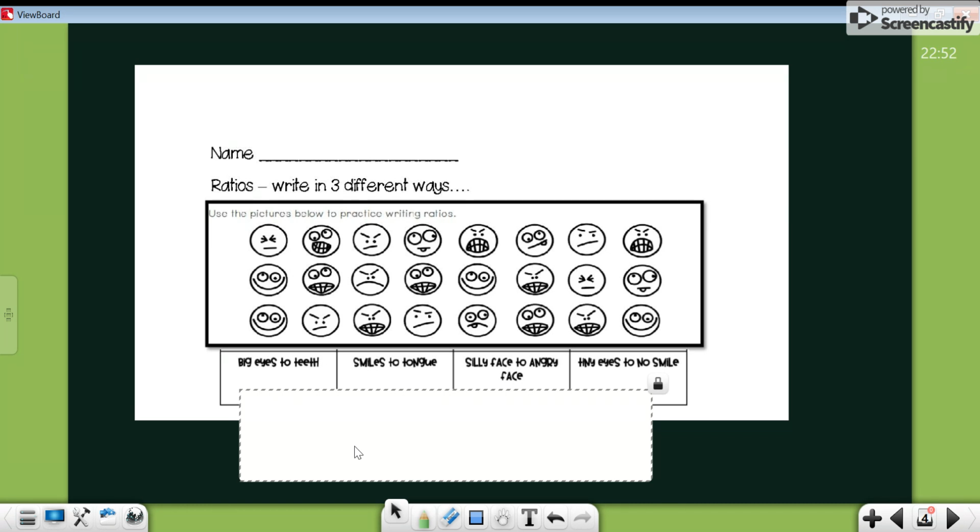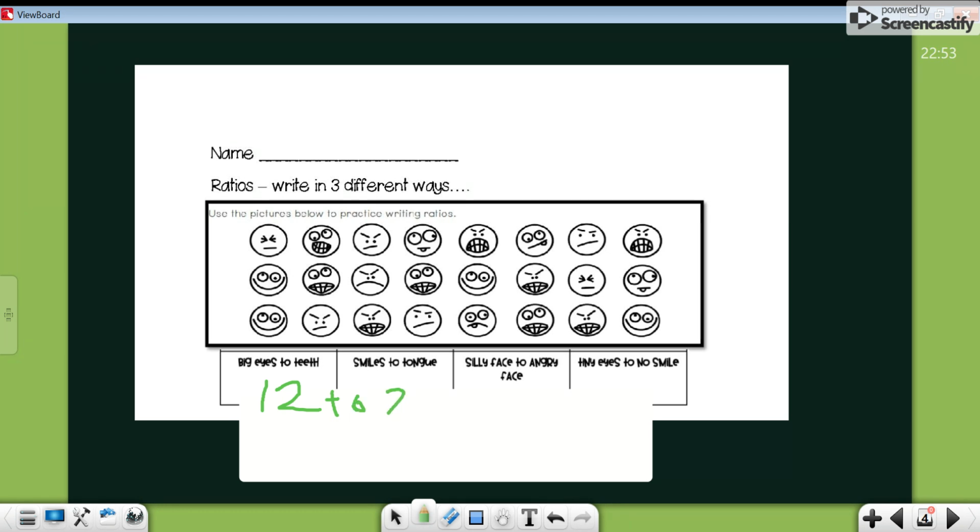So I'm going to count my big eyes, and I've got 1, 2, 3, 4, 5, 6, 7, 8, 9, 10, 11, 12. I would write my ratio 12, with the word 2.